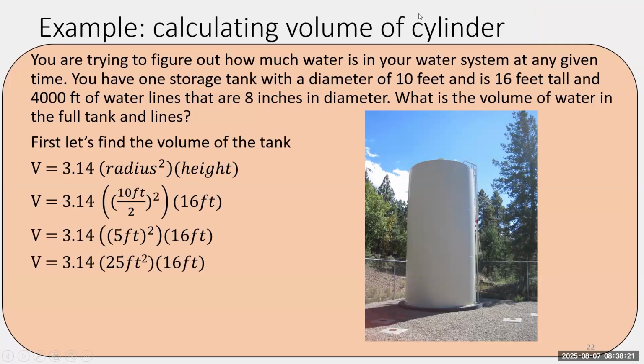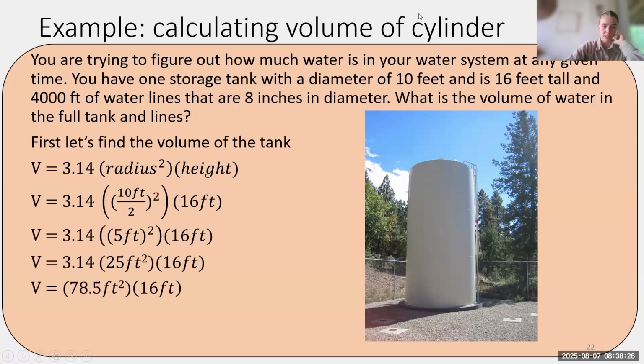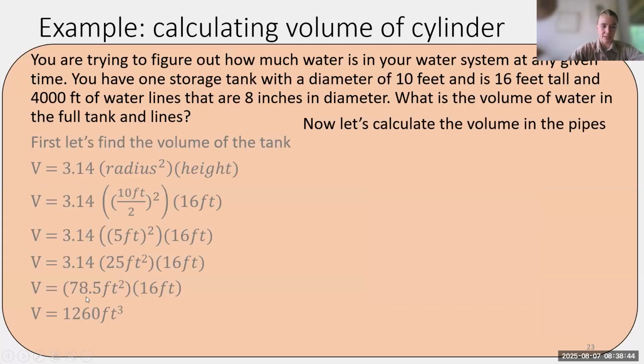25 feet squared times 3.14 times 16 feet. So that's going to give us a volume of 78.5 feet squared times 16 feet. And if we multiply those by each other, paying attention to our units, that gives us a final answer of 1,260 feet cubed. Okay, so that's the volume of the cylinder, of the tank. Now let's calculate the volume in the pipes next, because we need to find that total volume for the whole system.